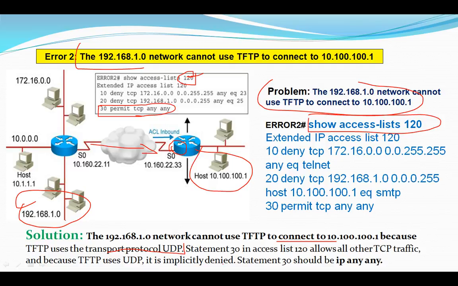it is implicitly denied. Statement 30 should be IP any. So if we want to resolve this problem, then TCP should be changed to IP. It is because of this that it is blocking. If you change it, it will work properly. The thing is it uses the UDP protocol, and we have denied TCP and permitted TCP any here, so we have to make it IP. So this is the second scenario of how we can troubleshoot this problem. I hope this scenario is clear to you.